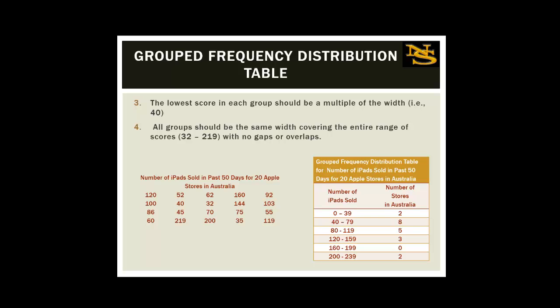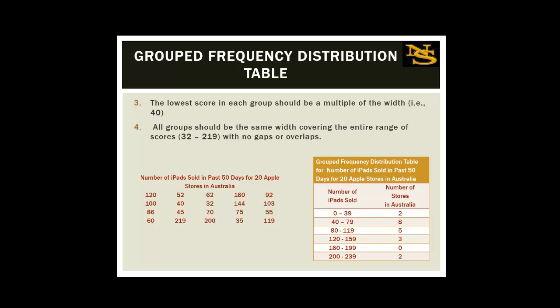My widths are going to be 40, so I know my first class needs to be from 0 to just below 40 to capture that low end of 32. And then I'm going to start with 0, and I'm going to count by multiples of my width of 40 until I get to a class that's going to capture the high end of my distribution, or 219. So I start with my first column, label it with the variable I'm interested in, and then start with the low end and count by my width. So 0, 40, 80, 120, 160, 200.